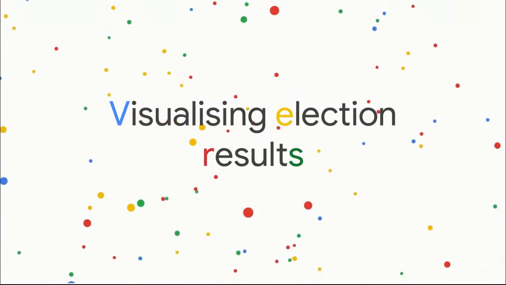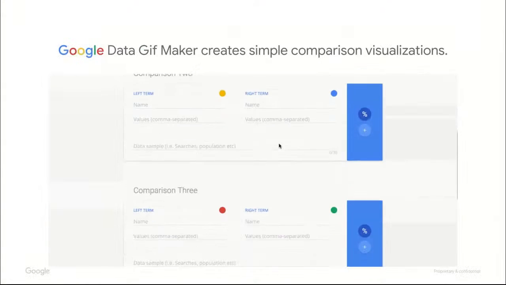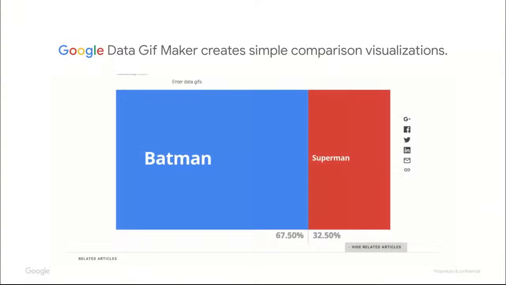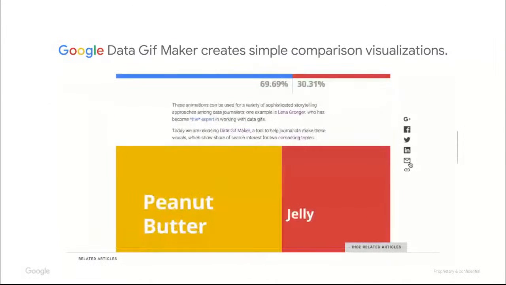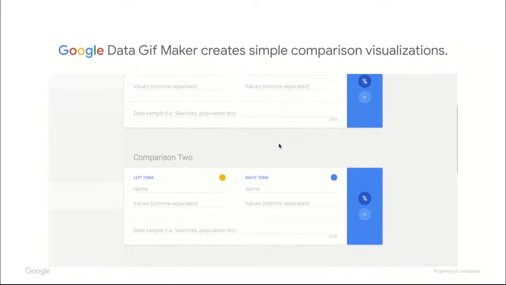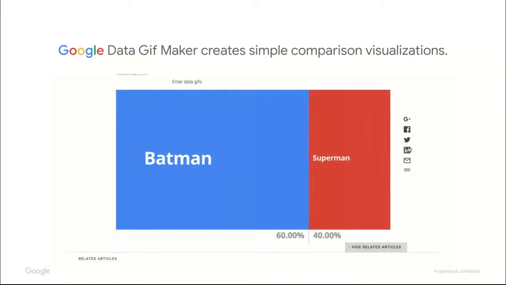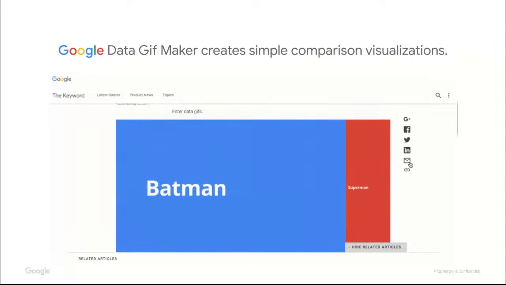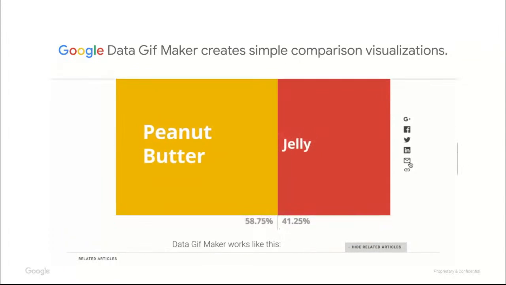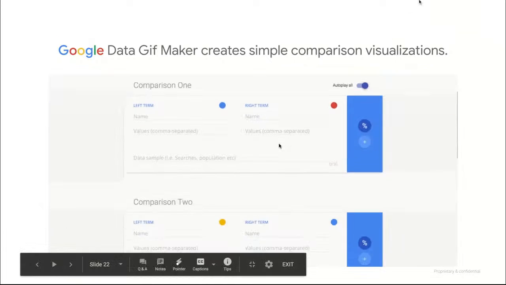Visualizing election results is our next section. You can do this through the Google Data GIF Maker, which creates simple comparison visualizations. In the on-screen examples, you're looking at, for example, peanut butter and jelly and people comparing interest in either of the two. You can also see, if you like superheroes, there's Batman and there's Superman. I can quickly show us how that one works.